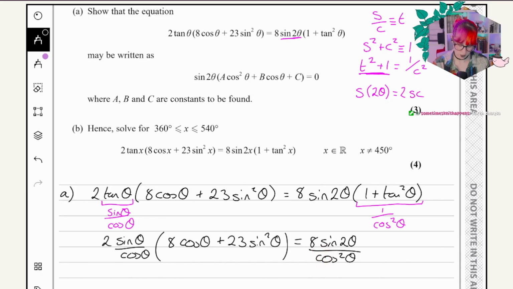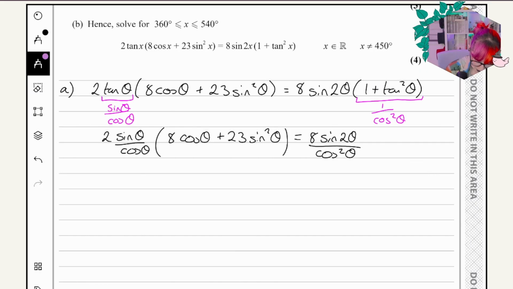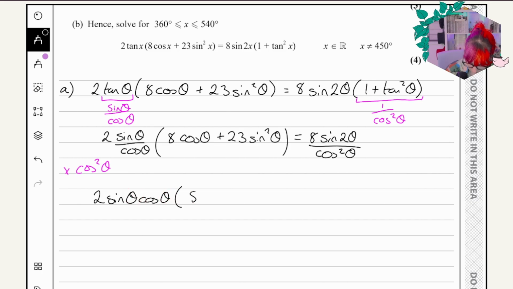Okay, so we've got over cos on one side and over cos squared on the other. So I'm going to multiply everything by cos squared to try and get rid of that. So this cos theta on the bottom becomes just a 1 cos theta on the top.